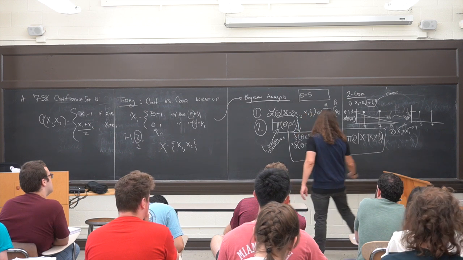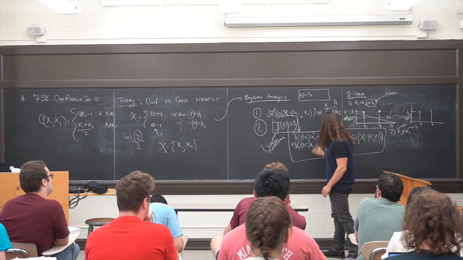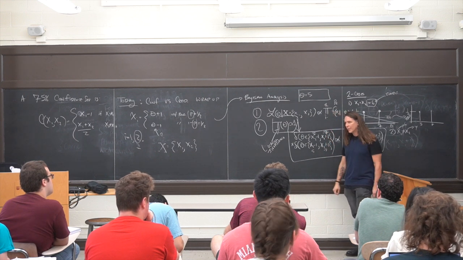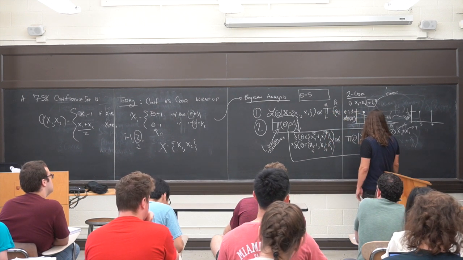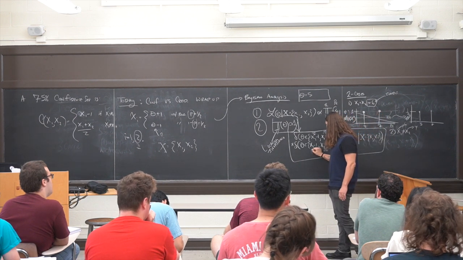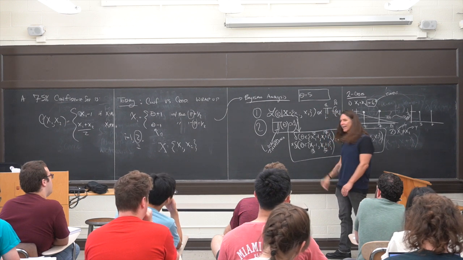I got a 6 for x1. So this is going to be a 5. And this is going to be a 7 right here. And then I've got a 4 for x2. And this is going to be a 3. And this is going to be a 5.